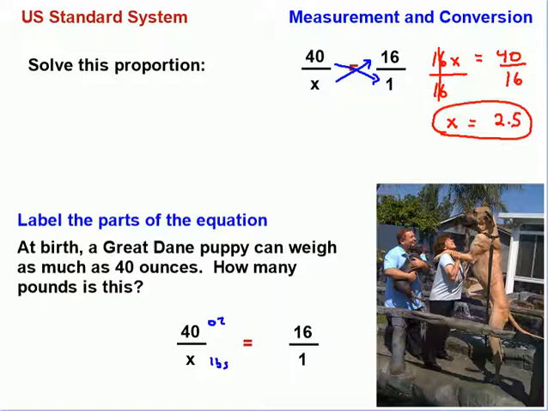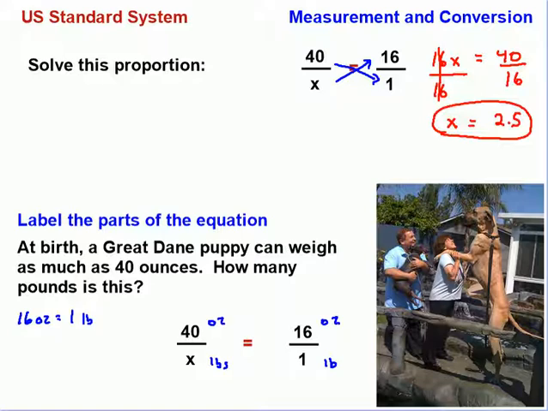Well, we know that 16 ounces is equal to 1 pound. Now we've got our proportion set up, and the units on our top match, ounces and ounces, and the units on the bottom match, pounds to pounds. So we can simply solve that equation, which is what we did up here.